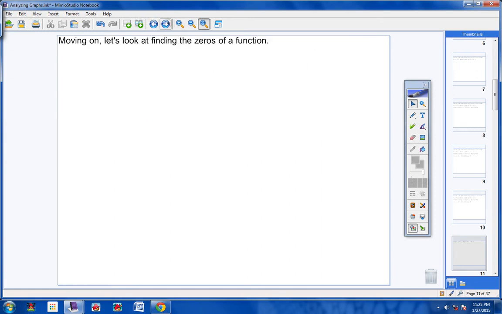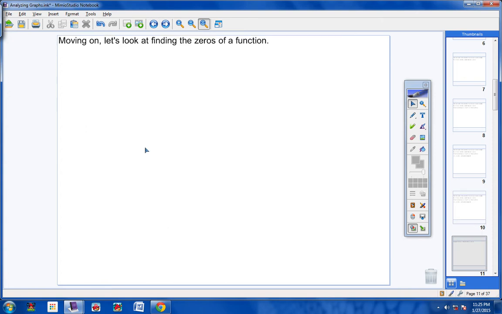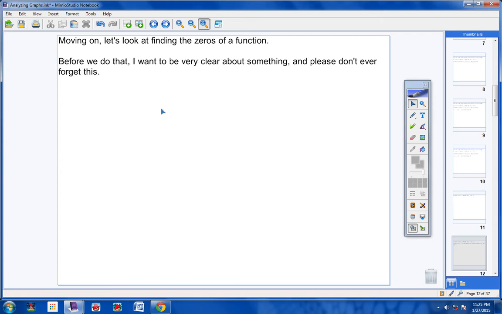Okay, moving on. Now, let's take a look at finding the zeros of functions. I want to give you an amazingly important statement, and I hope that you will listen to me and take really good notes. This next comment is so important. I want to be very clear about something, and please don't ever forget this. Okay, so here it is.